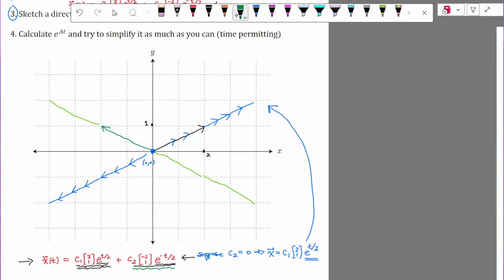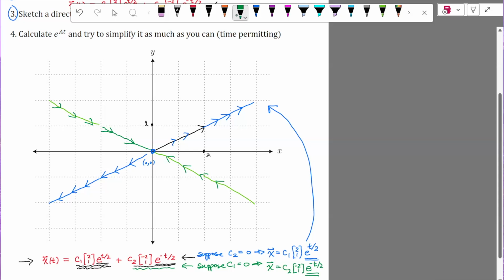Suppose instead that C1 was 0. That means that our solution x moves completely in the direction of the eigenline pointing in the minus 2, 1 direction. And the magnitude of the solution is now shrinking as time goes to infinity. So on that eigenline, we will identify the direction of the solution to be moving toward the origin.